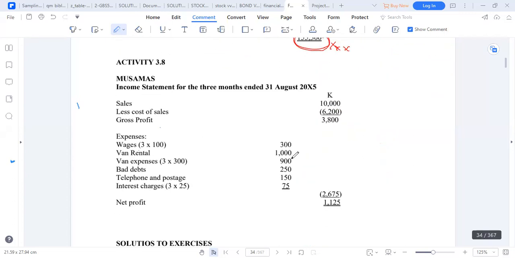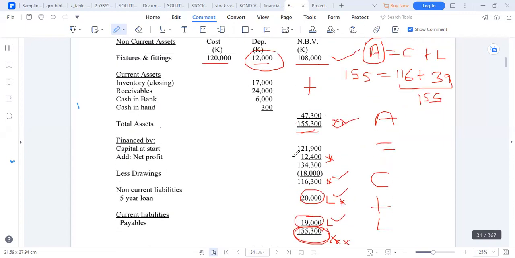All right, Mr. Collins, I had a question. Well, there's inventory. You said, is it inventory? There's closing and opening inventory.